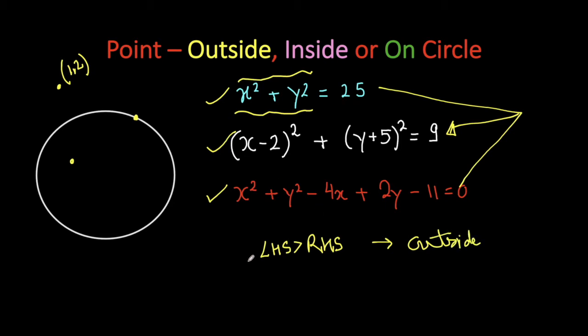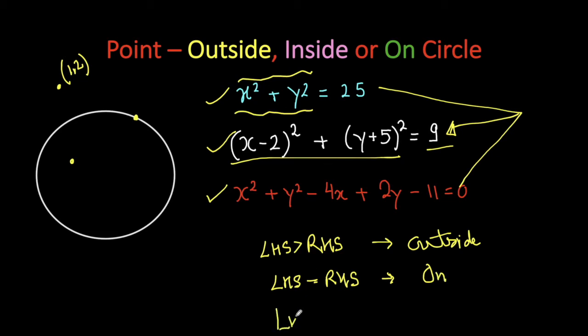Now if you put x equal to 1 and y equal to 2, and the equation becomes this, which means the left hand side is equal to the right hand side. If LHS is equal to RHS, then the point is on the circle, and if LHS is less than RHS, then the point is inside the circle.